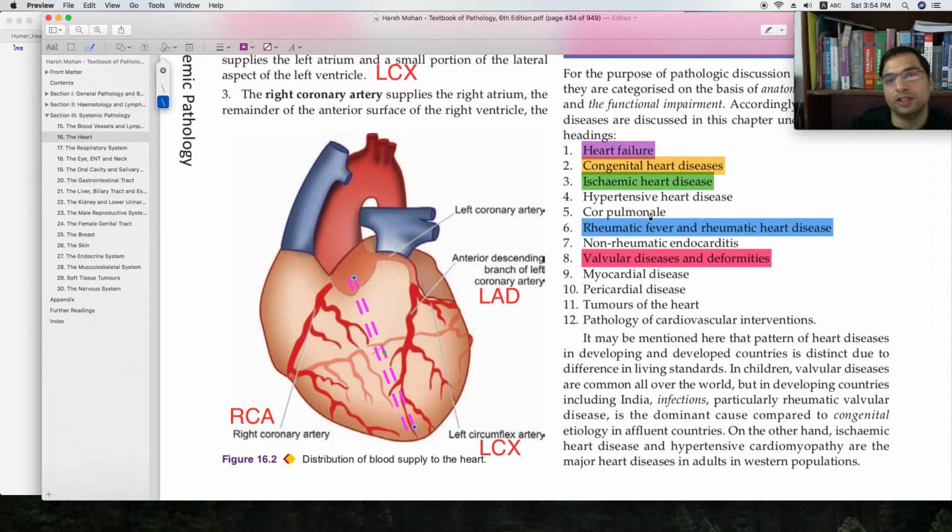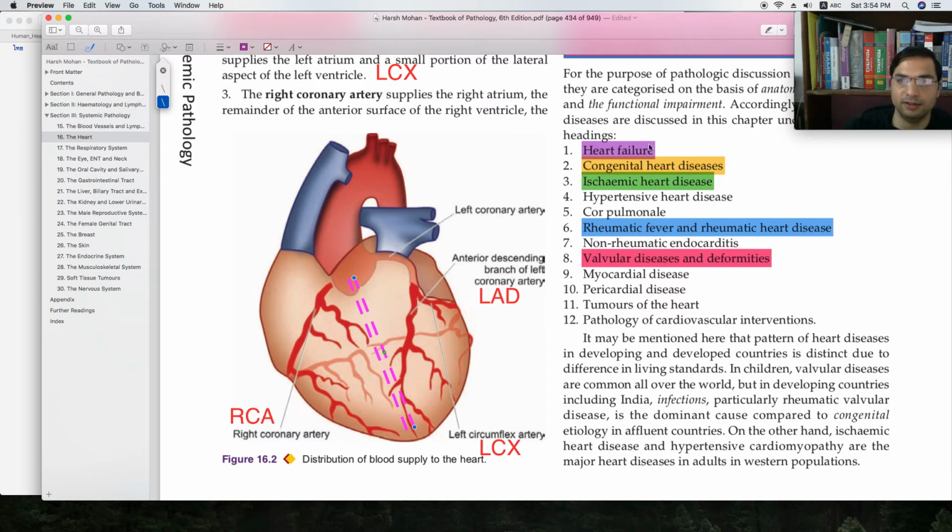So we will not study congenital heart disease, because it will become very large. So congenital heart disease I will skip. We will directly start with ischemic heart disease. And in your book, heart failure is given number one. Heart failure is described number one, but I will take heart failure in the end, because all the causes lead to heart failure. So you have to learn first the causes, the diseases responsible for heart failure, then you can understand heart failure.